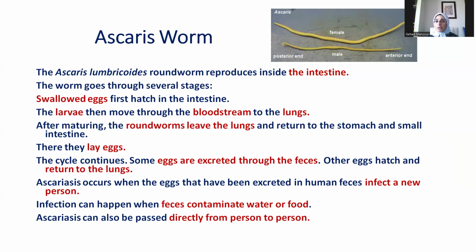How do we acquire the infection? By drinking water contaminated with fecal matter that contains the eggs of Ascaris, or eating food that is contaminated with the eggs of Ascaris. Here, there is no cercaria, there is no penetration. Now, where are the eggs laid? They are laid in the cavity of the small intestine.